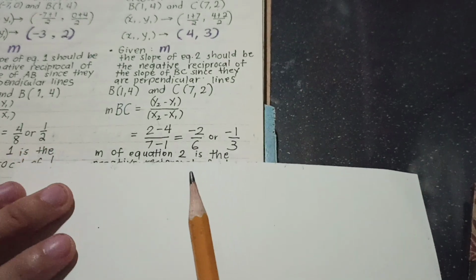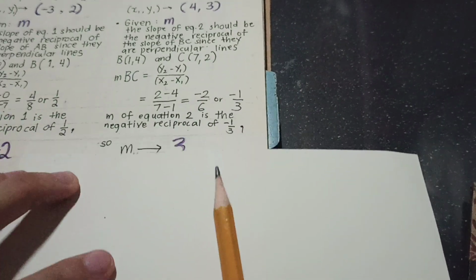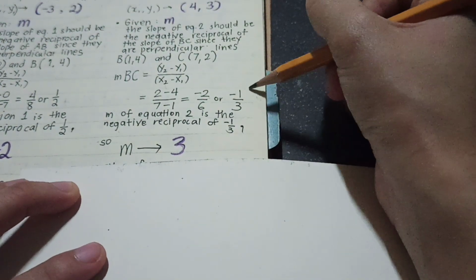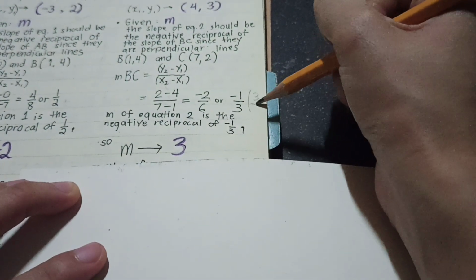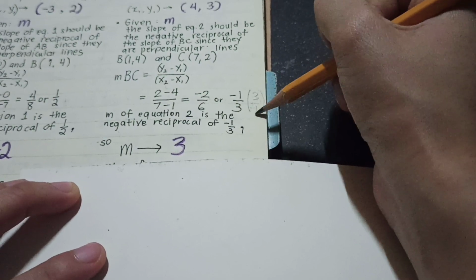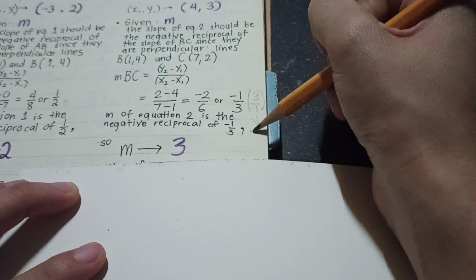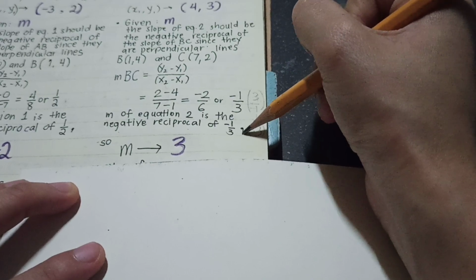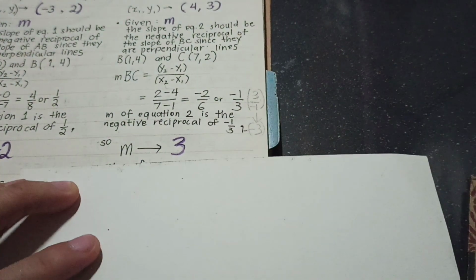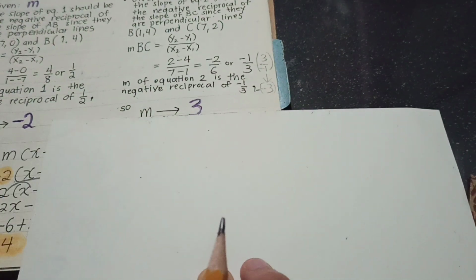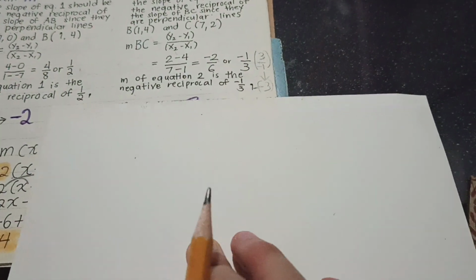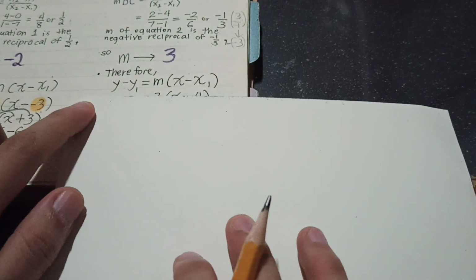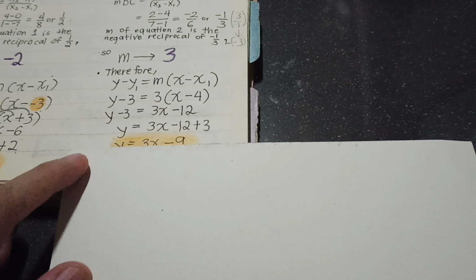Its slope, equation 2's slope should be 3. Again, the reciprocal of this one is 3 over negative 1 or negative 3. And that negative 3 should be reciprocated pa. So, it will turn to be positive 3. Then, writing equations of lines. y minus y sub 1 is equal to, I'll have something like this one.